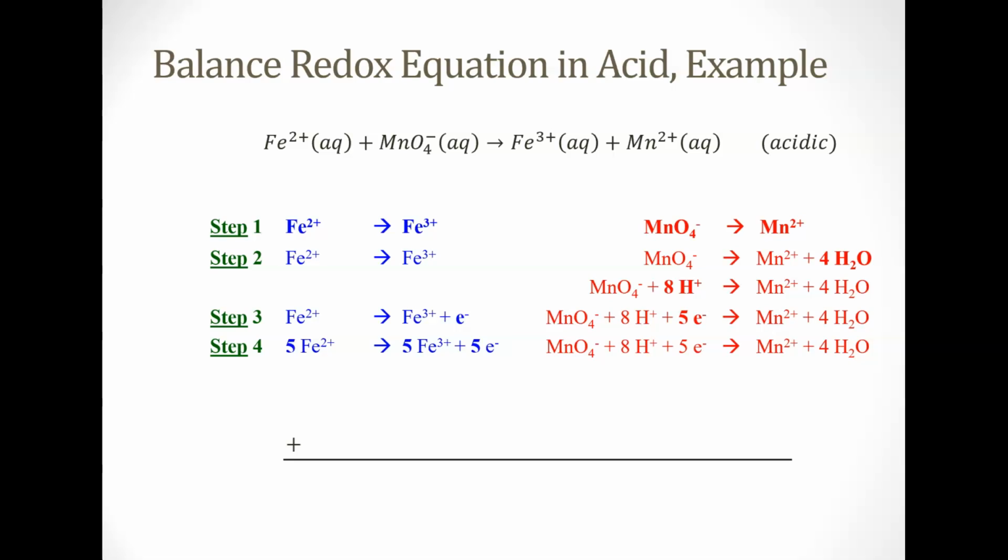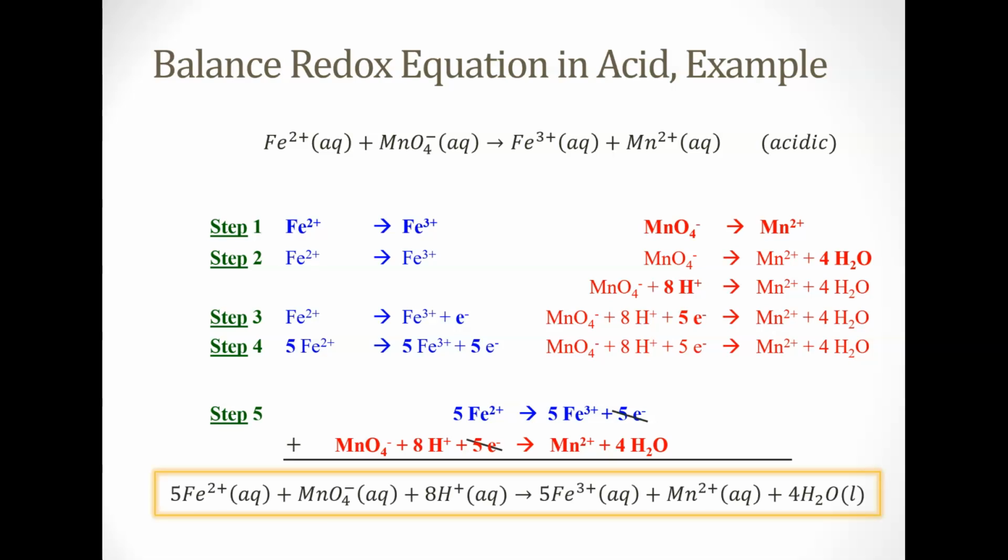So now it's okay to add the two equations that result from step 4. And you can see that the 5 electrons on the product side in the oxidation will cancel with the 5 electrons on the reactant side of the reduction, leaving us with the resulting equation.